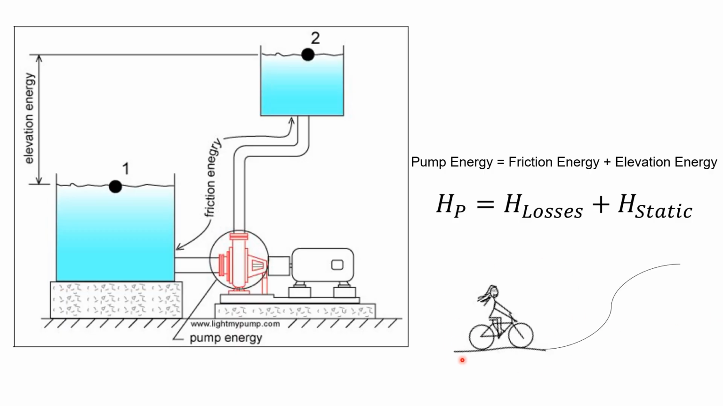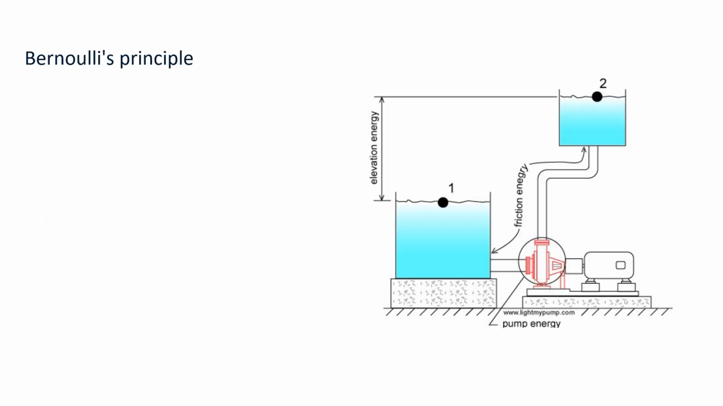The cyclist here needs to go up the hill, so she needs to overcome the elevation and the friction to move upwards. This reminds me of the first law of thermodynamics, where you can't get something for nothing. The law of conservation of energy is applicable to Bernoulli's equation, so let's apply Bernoulli's principle to the pumping system here. In Bernoulli's equation, the summation of pressure energy, kinetic energy, and static energy is equal to a constant.